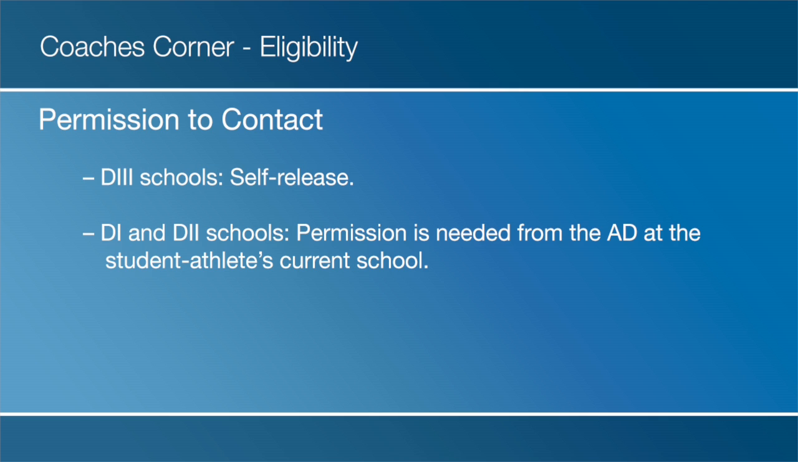A student athlete who is transferring from a Division I or a Division II institution will need to get permission from their athletics director to speak with you and your institution. Once you've started those conversations with the student athlete and have permission to speak, you will want to talk with your athletics director or your compliance coordinator on your campus immediately, and make sure you're doing what you need to do to check that student athlete's eligibility status.